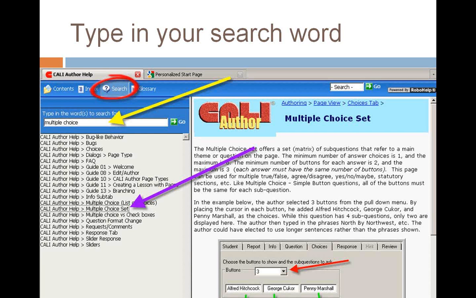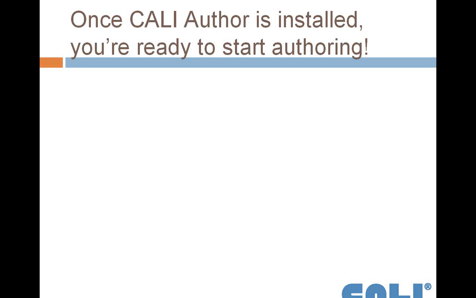So I typed in multiple choice, and you see with the yellow arrow, I put my search words in there, and then the purple arrow shows a number of different things about multiple choice I can get. I can get multiple choice list of choices, multiple choice set. I chose multiple choice set, and then by clicking on that, it displays a page on the right side of the screen, complete with screen grabs and all sorts of other information that hopefully will guide you through using a particular page type.